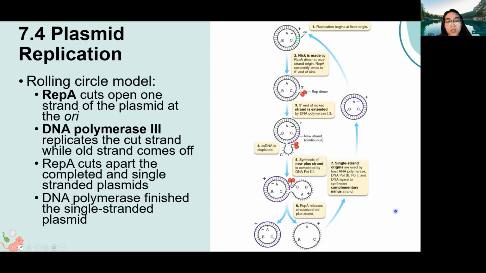Again, there is really no such thing as an inner and an outer strand, but just because of how the diagram looks, it makes it easier for me to explain it that way. Okay, cool.